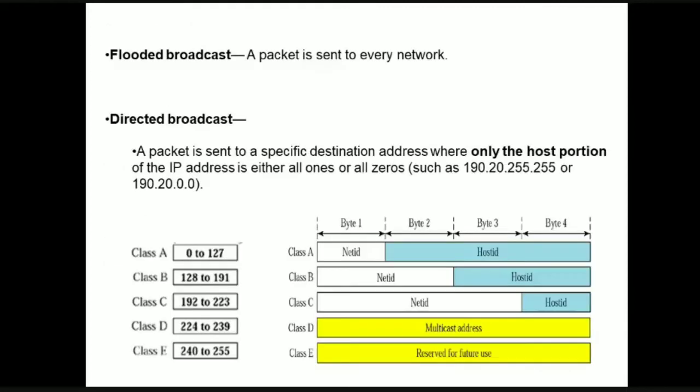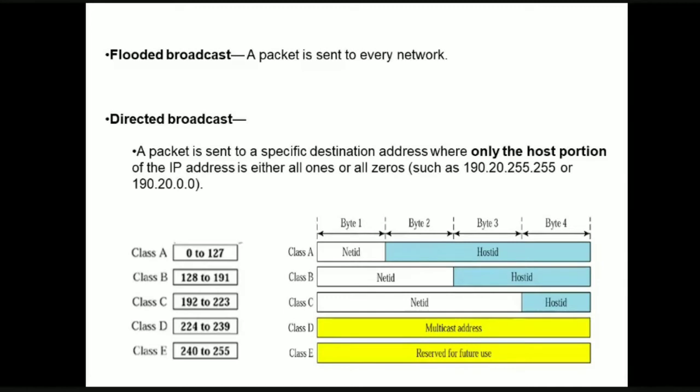Okay. Next, flooded broadcast. Flooded broadcast means this packet is sent to every network. Here we do not consider any single network. Whatever networks are connected, we flood the packet to all the networks, irrespective of their addresses. Okay. The next one is directed broadcast.